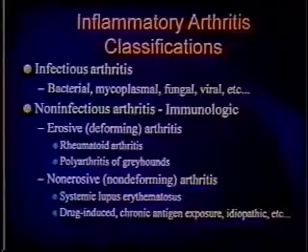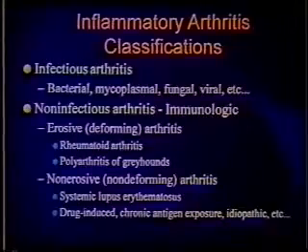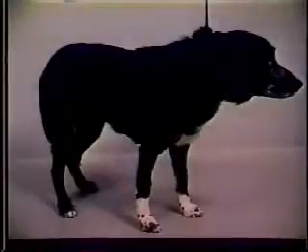I want to work you through some inflammatory arthritises associated with underlying immune-mediated diseases. When you have an arthritis, really you need to be thinking about either infectious arthritis, such as bacteria, mycoplasma, fungal, viral, or non-infectious arthritis, which could be immunological in nature. And these immunological arthritises are broken up into erosive diseases, such as rheumatoid arthritis, or non-erosive disease, such as systemic lupus or drug-induced exposure. This is a little patient I saw.